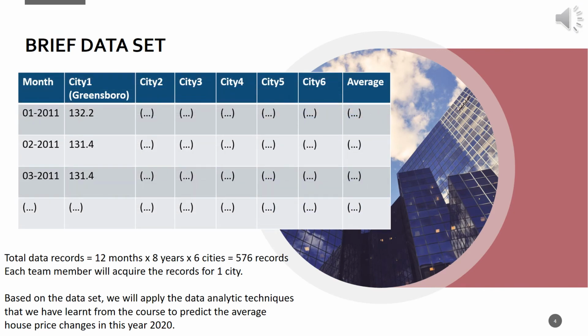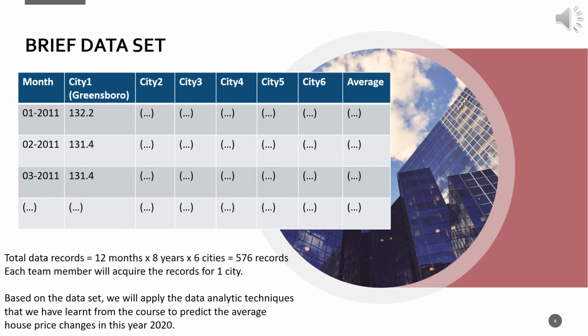For brief data set information, after acquiring all the monthly average prices from the 6 cities in North Carolina, we will develop a data set following this table. The total data records that we need to acquire for our project is about 576 records. And each team member will acquire the records for one city.